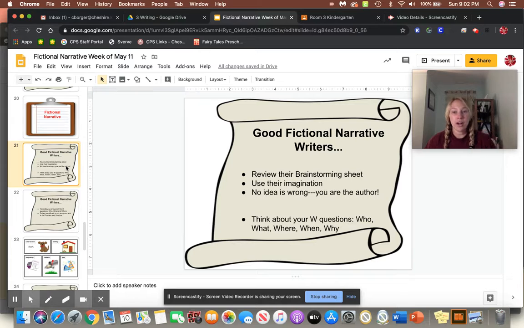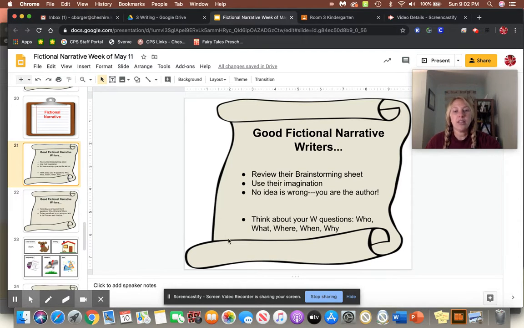So we're going to start off by reviewing our brainstorming sheet. This is what good writers do. It helps them stick to their plan and stay on track. It also is a good spot if you notice that your story, you want to add a piece to it, but you're not sure how it's going to work. You would work on your brainstorming sheet rather than your actual writing. This is also where you get to use your imagination. Remember, you're the author, you're in charge of the story.